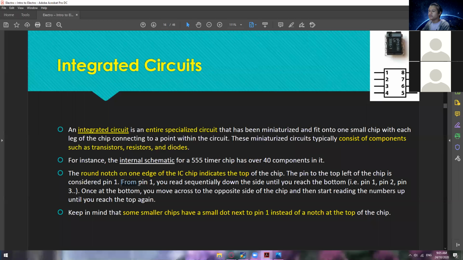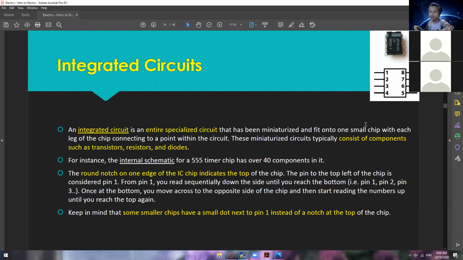From pin 1, you read sequentially down the side until you reach the bottom. So from the top left, 1, 2, 3, 4. And then once at the bottom, at the last one, you move across to the opposite side of the chip, and then continue numbering up until you reach the top again. So from the top left going to the bottom, and then you go to the opposite side.